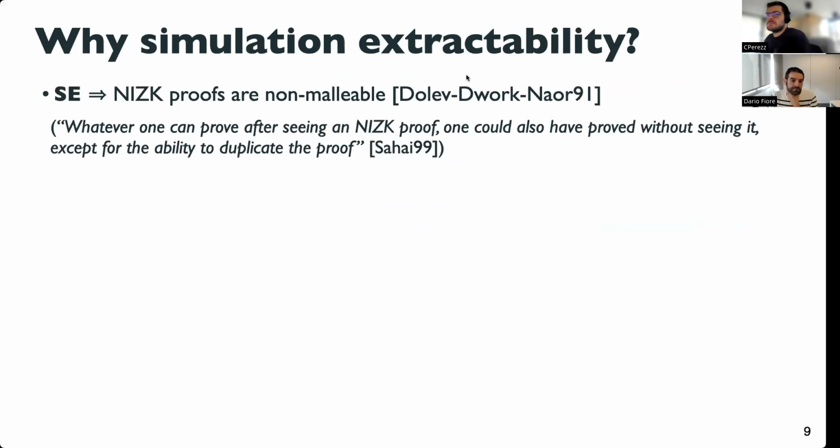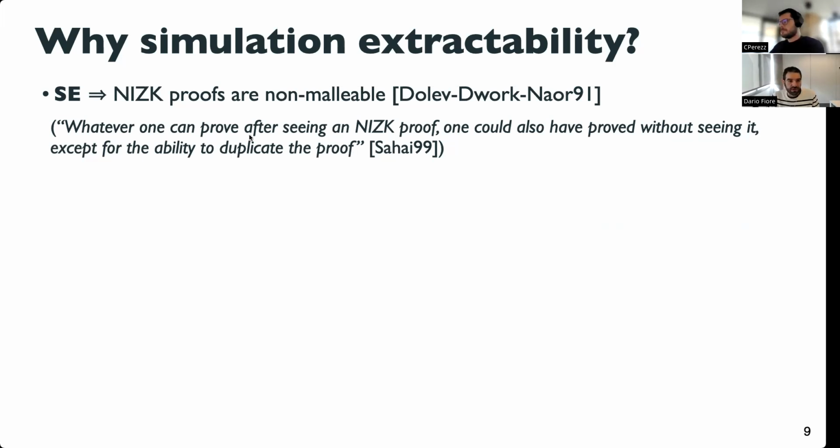Okay, so why do we care about simulation extractability? First, because this notion implies that proofs are non-malleable. It's really intrinsic in the fact that, given a proof for X, you cannot come up with a proof for X prime without knowing a witness.